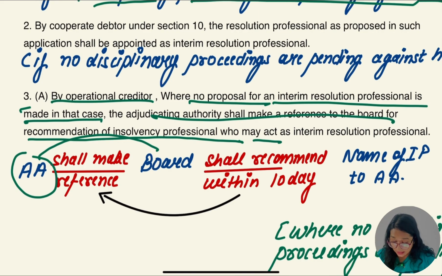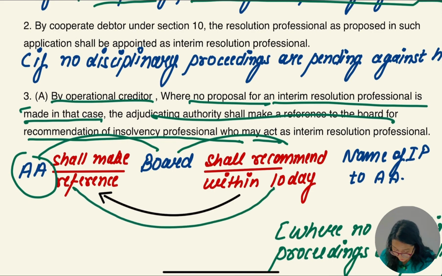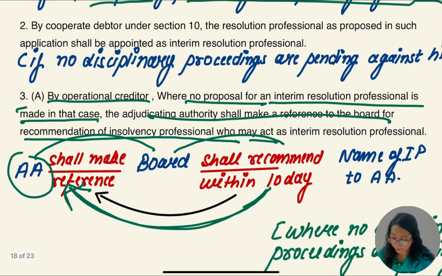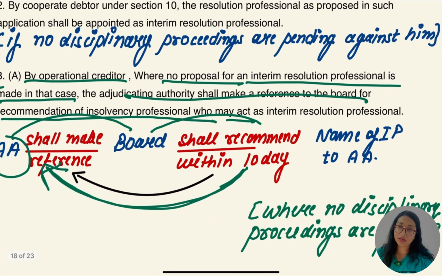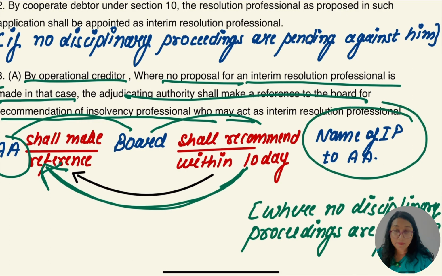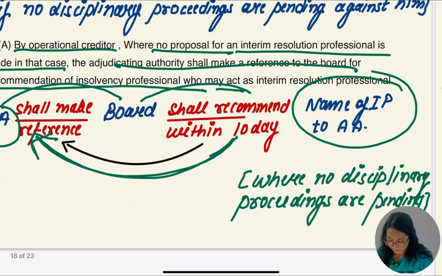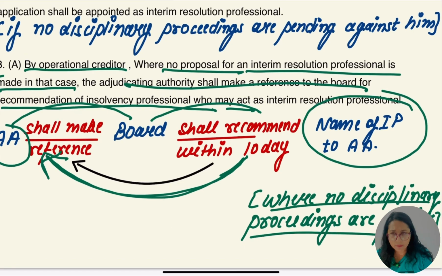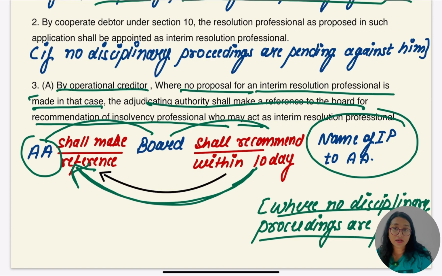The Board shall recommend within 10 days from the date of reference. So the Board is going to give, within 10 days, the name of the person who should be appointed as the IRP. The name of that IP is going to be given to the AA, where no disciplinary proceeding is pending against that person. This was the case where the operational creditor has not given the name of the IRP.